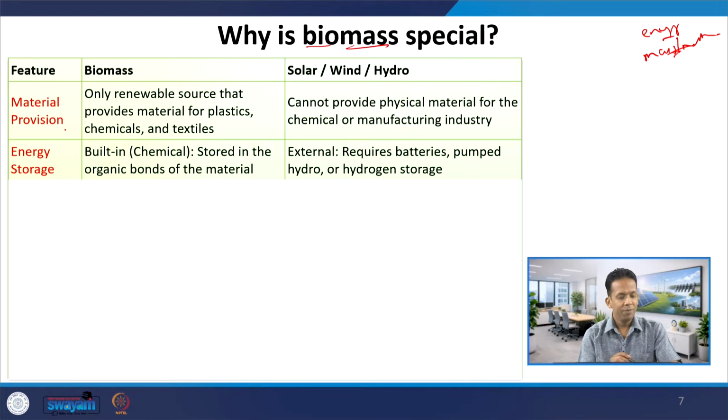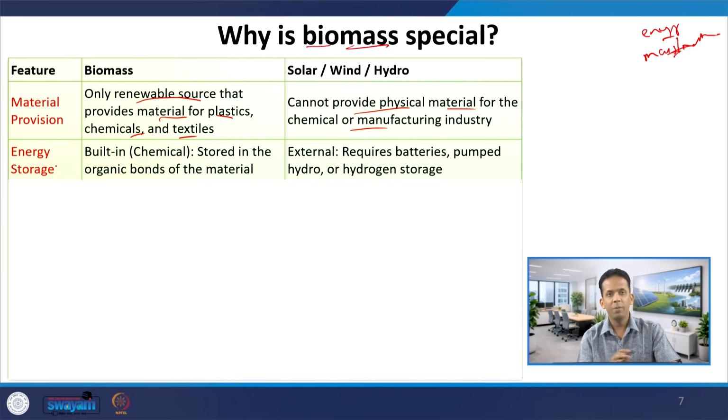Material provision: it is the only renewable source that provides material for plastics, chemicals and textiles in addition to energy, right. Solar, wind, hydro, they cannot provide physical material for any industry, they can provide only energy.